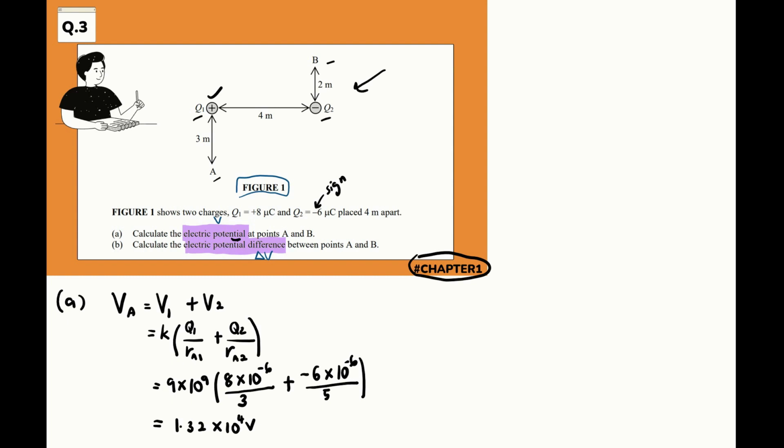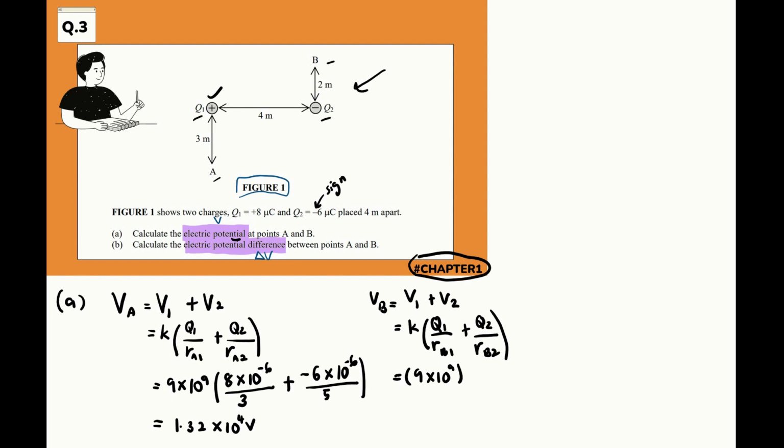One more thing is to find VB, the potential at point B. Basically we have the same formula, V1 plus V2, but the difference is the distance. So it's supposed to be Q1 over R from B to charge 1 plus Q2 over R from B to charge number 2. That's the difference from finding VA. And again, we substitute the values.